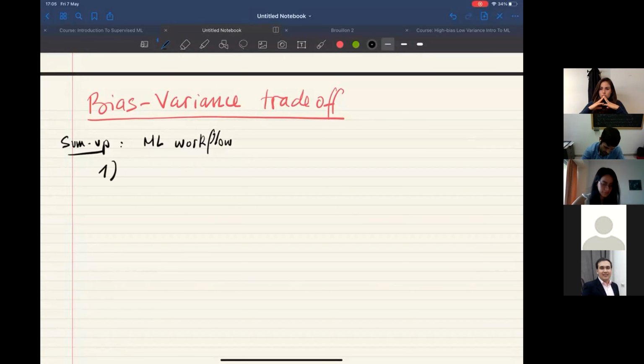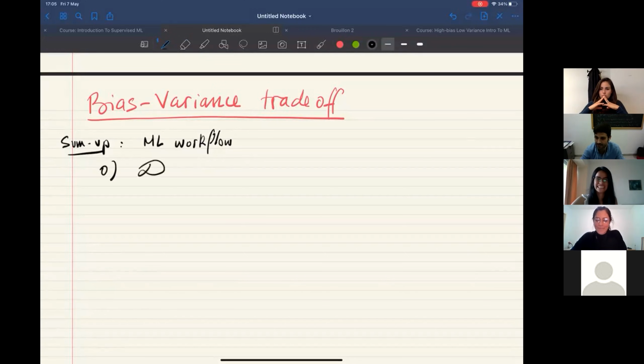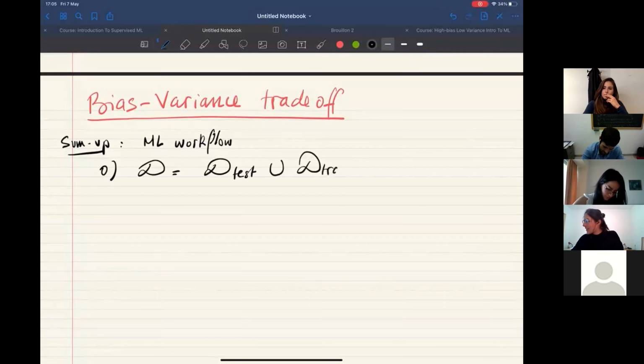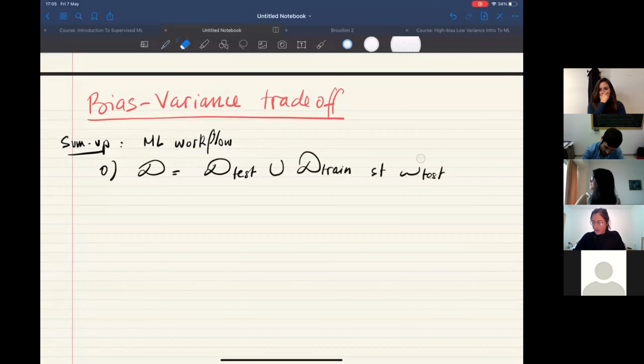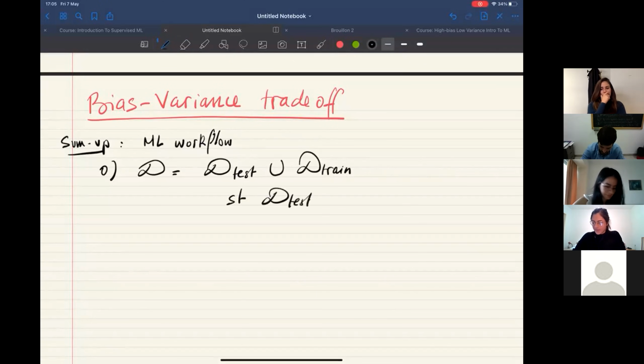The first one, that I called the 0th step, actually, was to divide the training data into 2 subsets that I call the test set and the training set, okay, such that the intersection of the training and test set is empty. Okay, they have no samples in common.